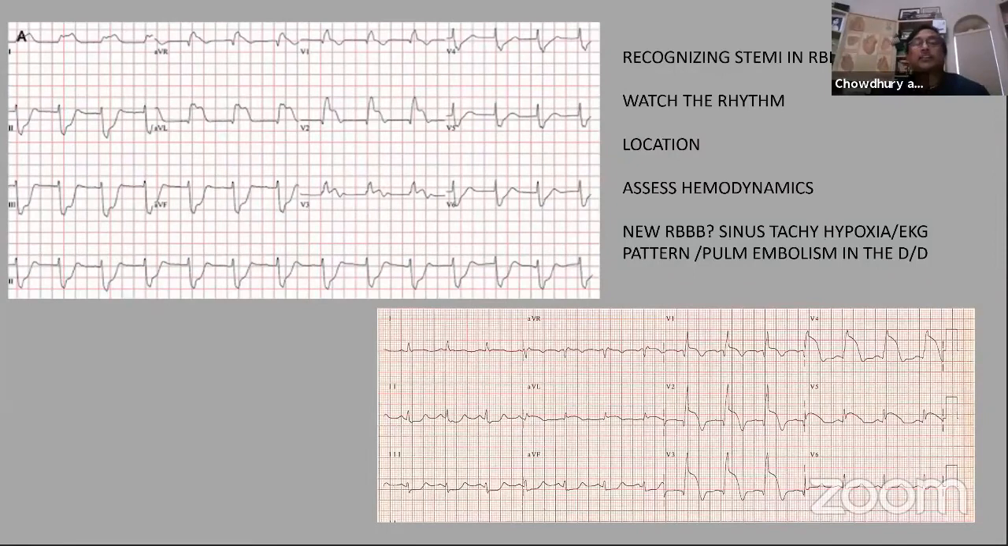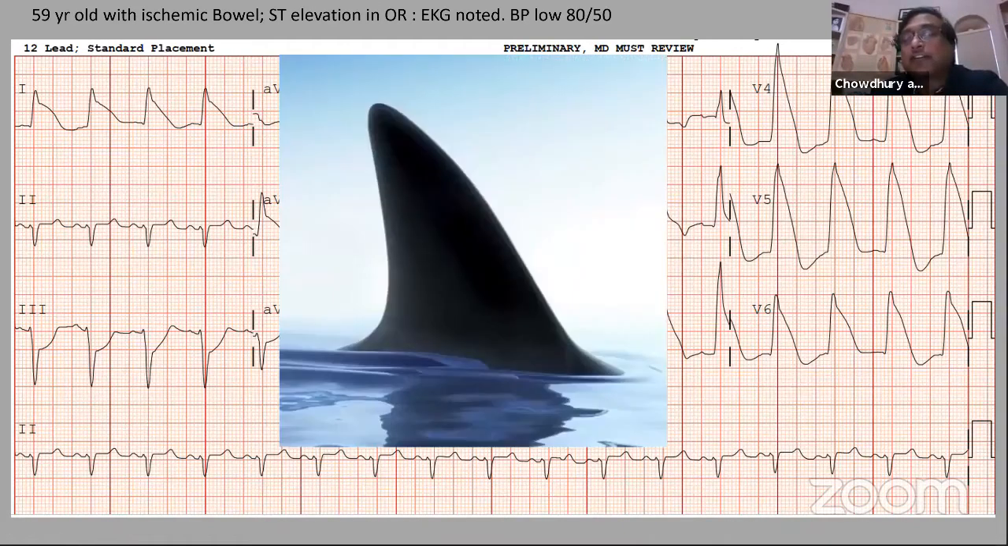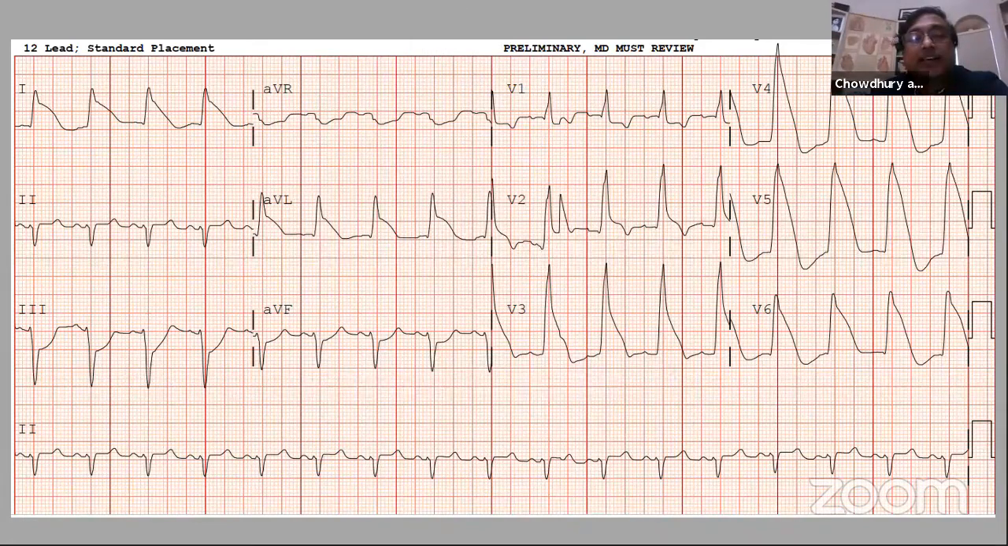This is interesting. This is a patient that we had just a couple of weeks ago, 59-year-old, and then noted ST segment elevation in the OR. I cannot read this. This is the ischemic bowel, and then this happened. They stopped, and then they called us. So this is what we call the shark fin. Look at the ST elevation in the precordial leads. If you Google it or PubMed it, it is reported. This is called shark fin. It looks like a shark fin, right? And that is a bad prognosis.